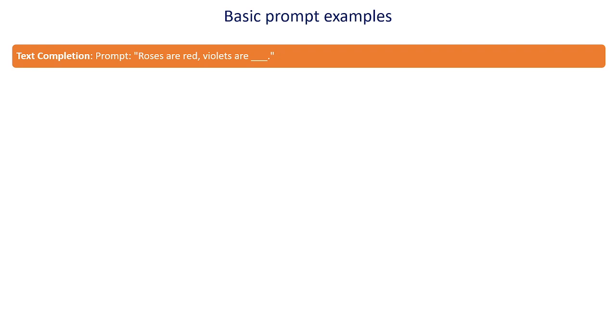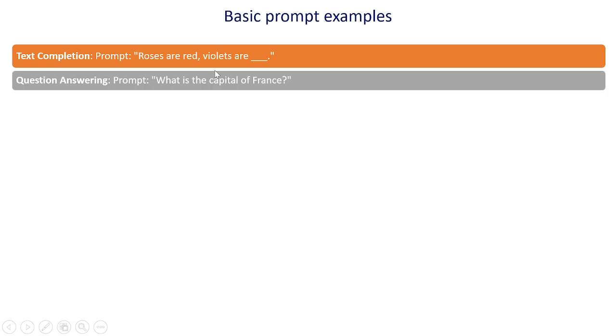Now we'll discuss the different types of basic prompt examples, like text completion. Let's say in ChatGPT or Bard, whatever LLM models we have, you have to provide a prompt like this: roses are red, violets are blank. Then the LLM model will provide you the next output based on this data only. This is the text completion model. Then there are different types of models, like question answering. The prompt will be like: what is the capital of France? Then your LLM model will provide you the answer.